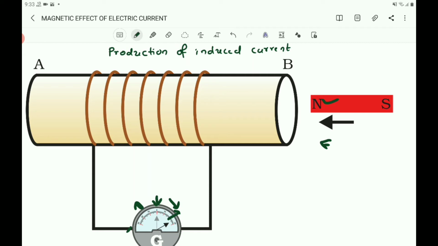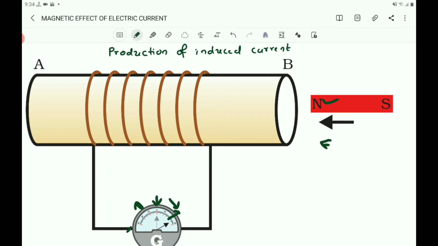The current is indicated by the deflection in the galvanometer. The needle of the galvanometer shows the deflection. It indicates that there is an induced current in the coil due to the change in the magnetic field linking with this coil. When the coil and the magnet are both stationary, there is no deflection in the galvanometer. This indicates that when there is no change in the magnetic lines of force passing through the coil, no potential difference is induced in it.